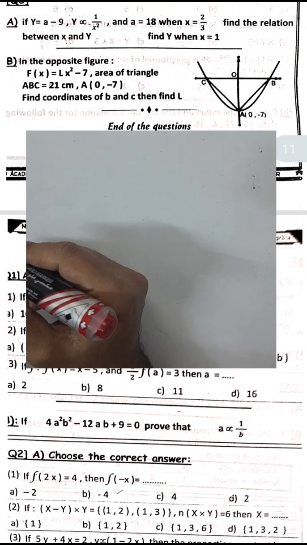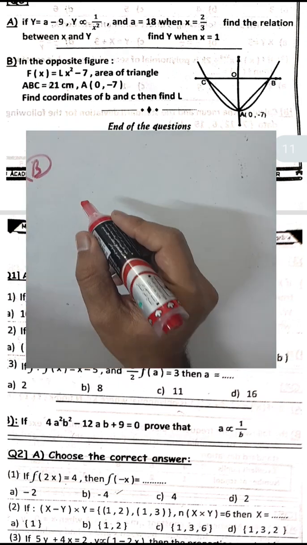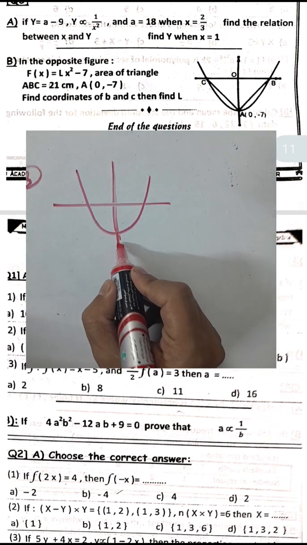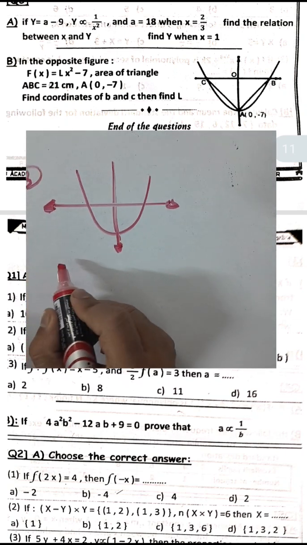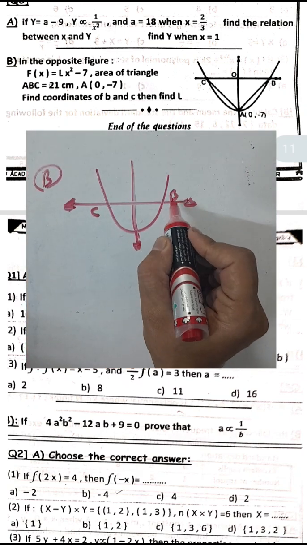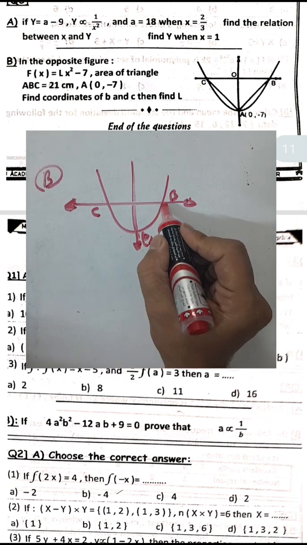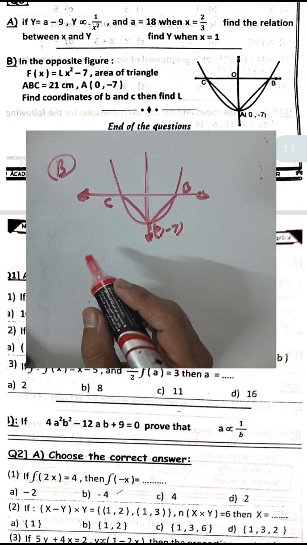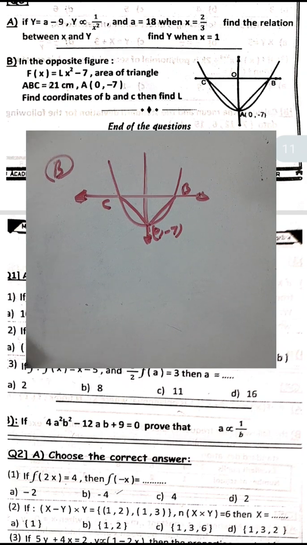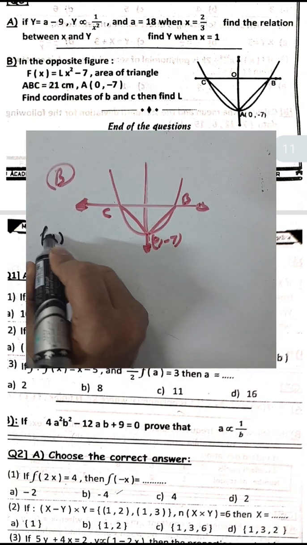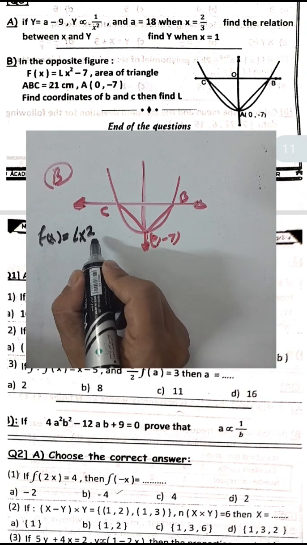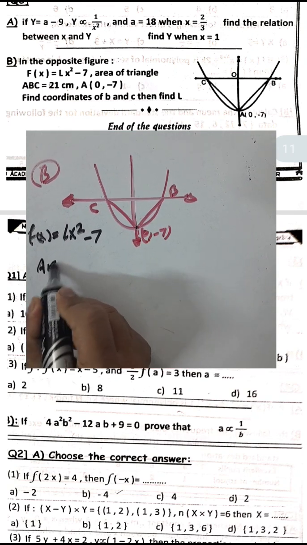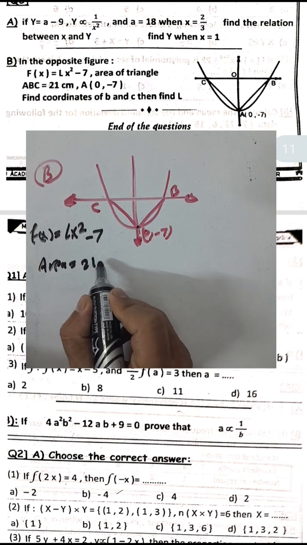Question letter B: find B and C in the opposite figure. Okay, we have a curve here, and this point C, and this point B, and this point 0 and negative 7, and we have a triangle inside. He gives us the function f of x equals l x power 2 subtract 7, and the area was equal to 21 square centimeters.